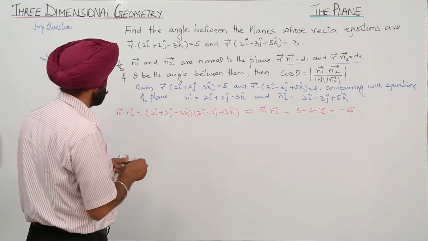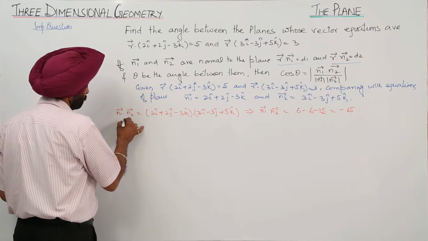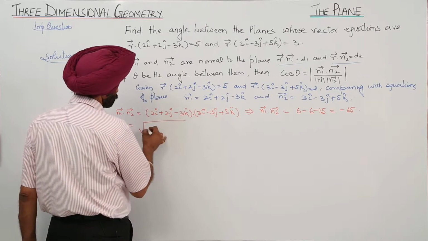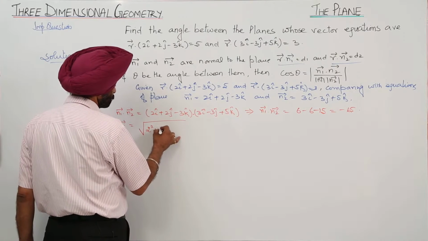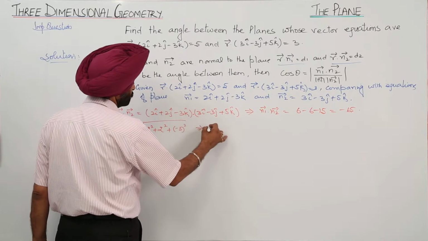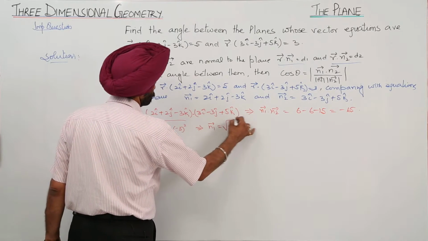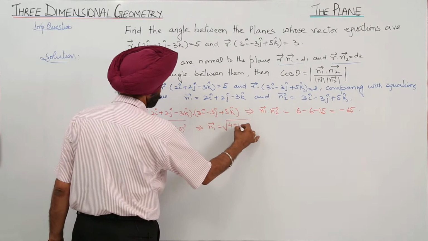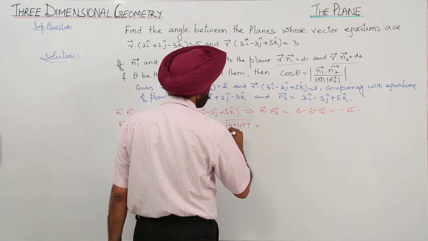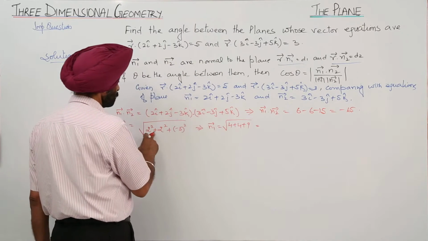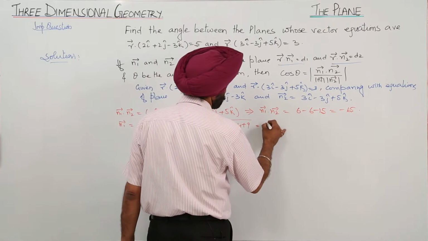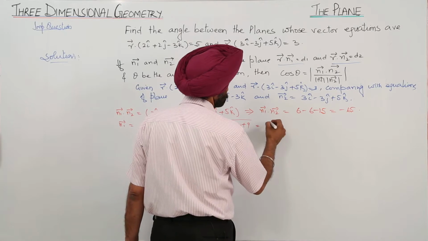Now magnitude of n1 is equal to square root of 2 square plus 2 square plus negative of 3 square. Now this implies it is equal to square root of 4 plus 4 plus 9, which is 17. Okay.